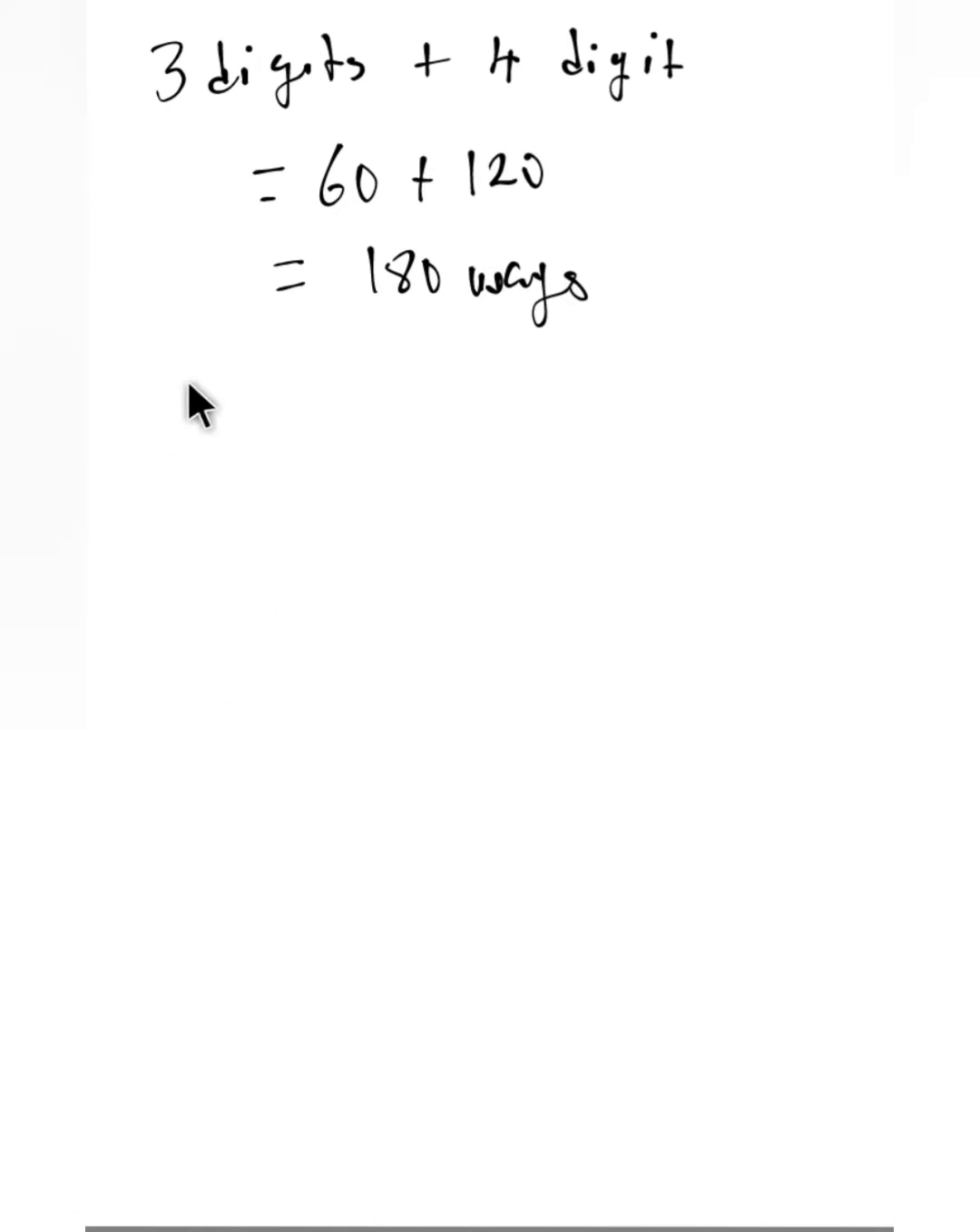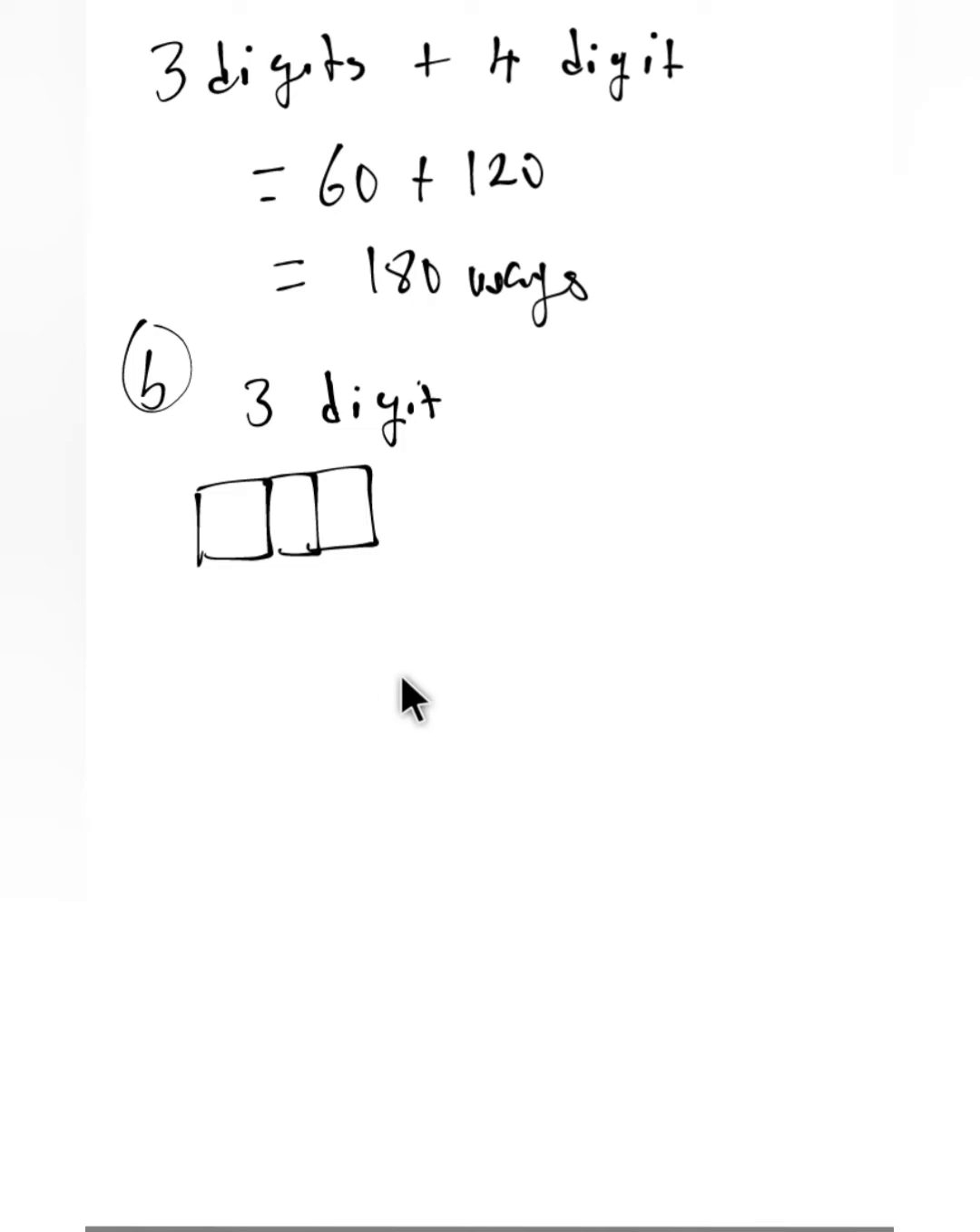So let's solve for the B part of it. The B part of the question is, how many 3 or 4-digit numbers will be greater than 7,000? So first of all, let's work with 3 digits. How many 3-digit numbers will be greater than 7,000? Okay, so we'll create 3 slots. Now let's remember the digits we're working with. They are 1, 6, 7, 8, and 9.